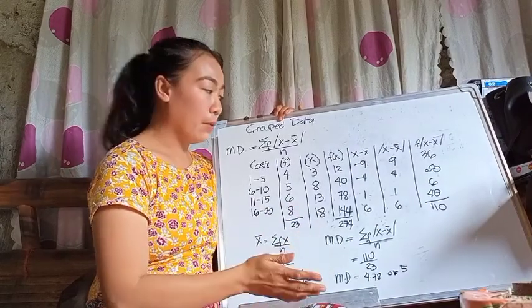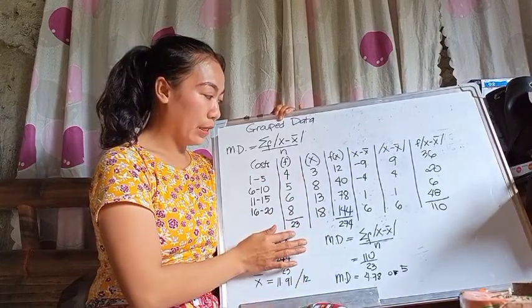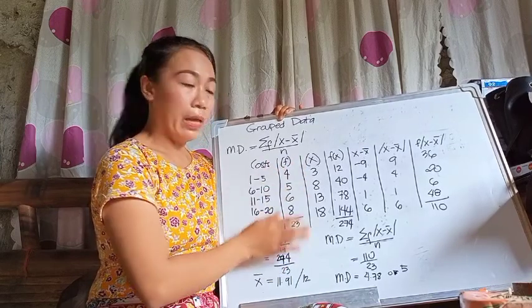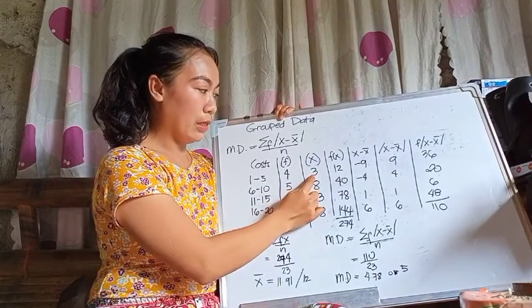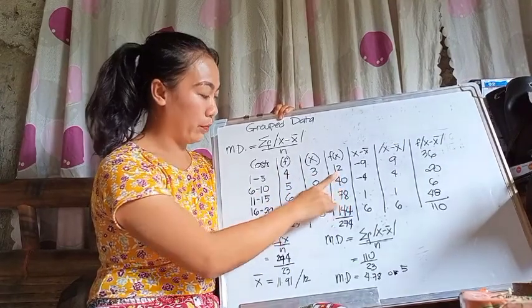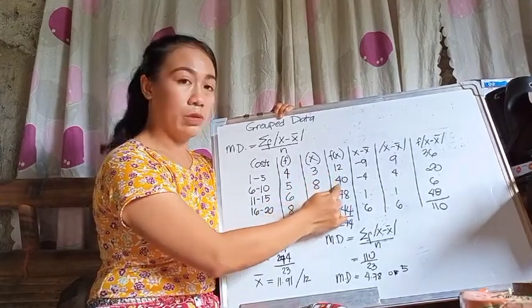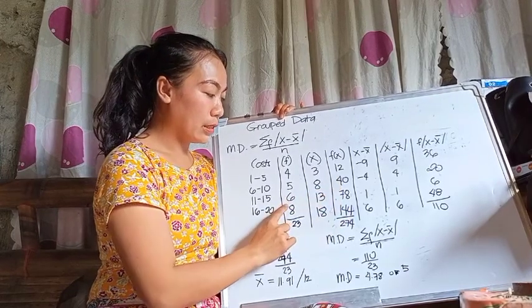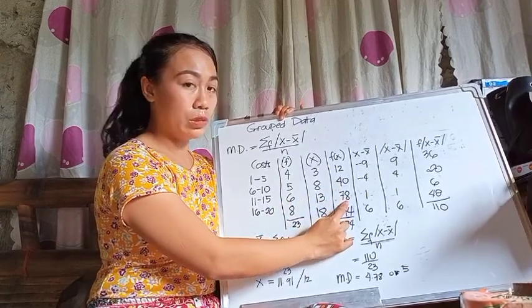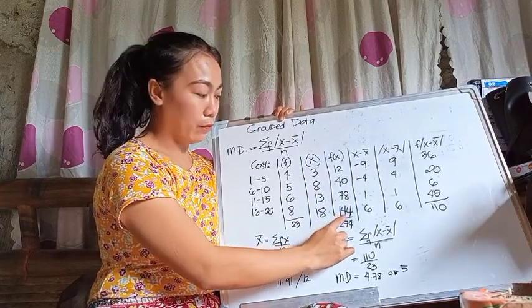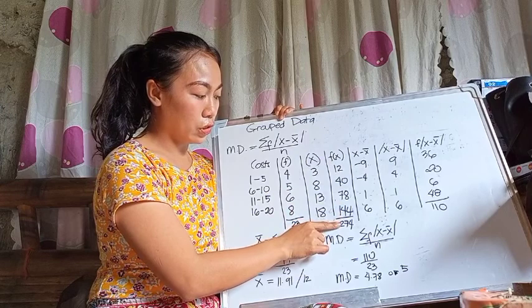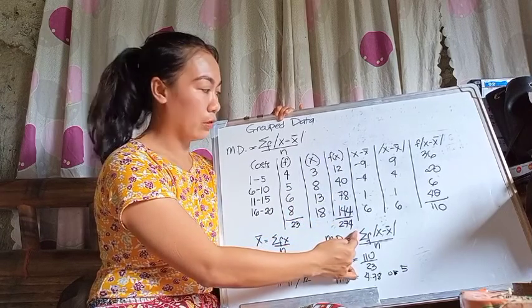So, next step is our f multiplied to our variable of x. So, 4 times 3 is equal to 12. 5 times 8 is equal to 40. 6 times 13 is equal to 78. 8 times 18 is equal to 144. The overall answer is 274.